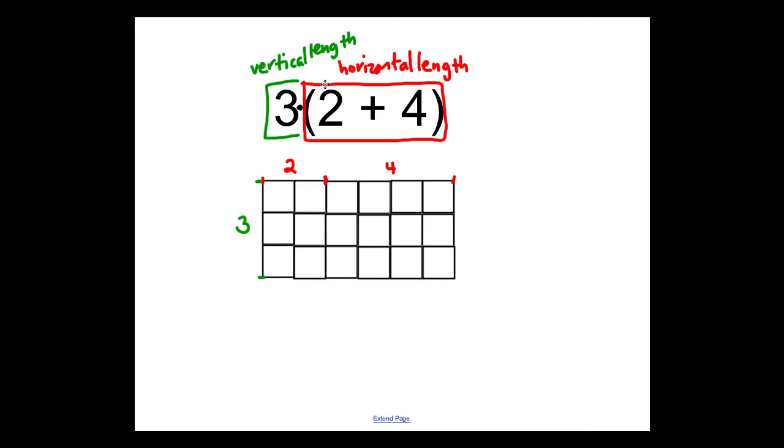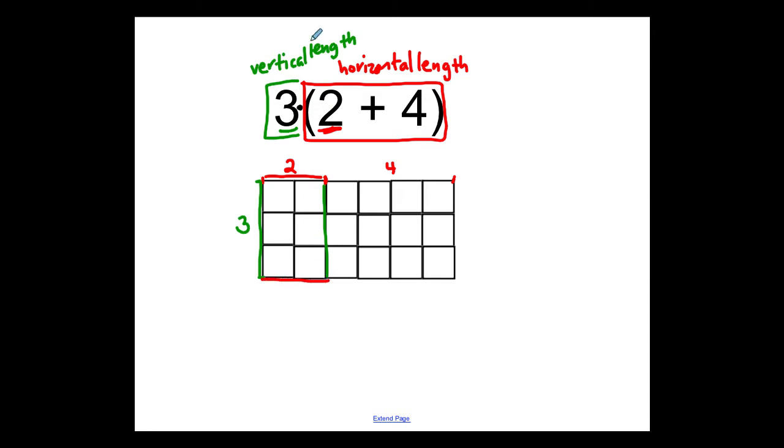So if we look right here, we see our first rectangle that we drew is going to have a vertical length of 3 units, and a horizontal length of 2 units. And then on a rectangle, opposite sides are the same length. So if this is 3 units, this is 3 units, and then this down here is also 2 units.